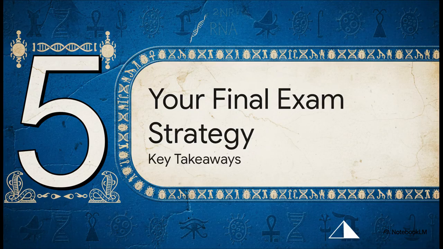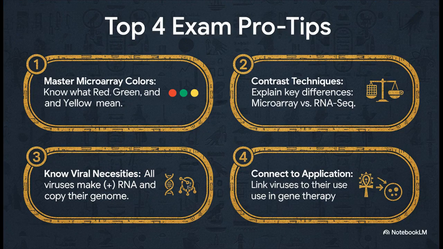Okay, let's wrap this up and put a bow on it. Here's your final strategy, your game plan for any question from Lecture 14 that Professor Pasquinelli throws at you. Here are the 4 things to drill into your brain. 1. Know those microarray colors cold. Red, green, yellow. What do they mean?